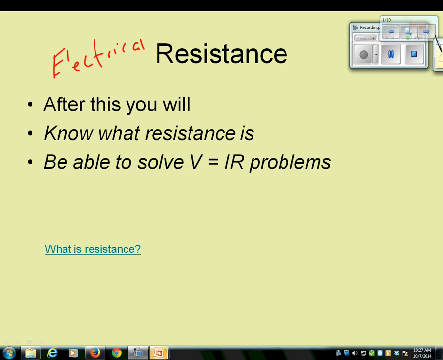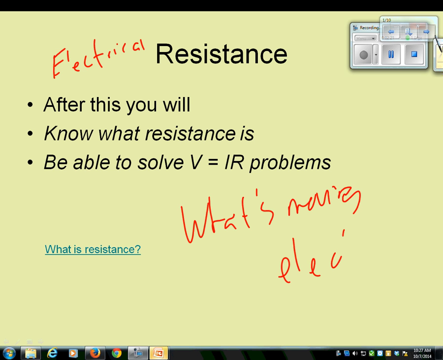In electrical resistance, what's moving? Not me. Electrons. Electrons are moving, and what are they bumping into, Andrew, as they move down the wire? Other electrons? What atoms? Atoms. Are the atoms moving, Blake? No. They're fixed in place, right? They're like the people standing around the mall doing nothing, causing trouble.